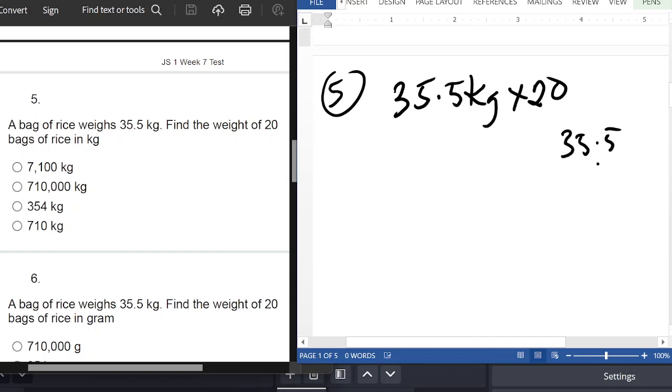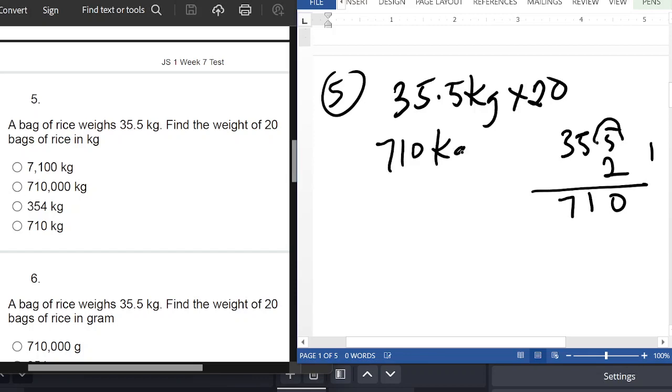So that is 35.5 times 20. Let's multiply by 2 first. So we move the decimal point here, so the 0 will go. 5 times 2 is 10, carry 1. 5 times 2 is 10, 11. 3 times 2 is 6, plus 1 is 7. So 710 kilograms. So that is the answer, which is option D. I hope this is clear. If you use your calculator, this is what you're going to get as well.